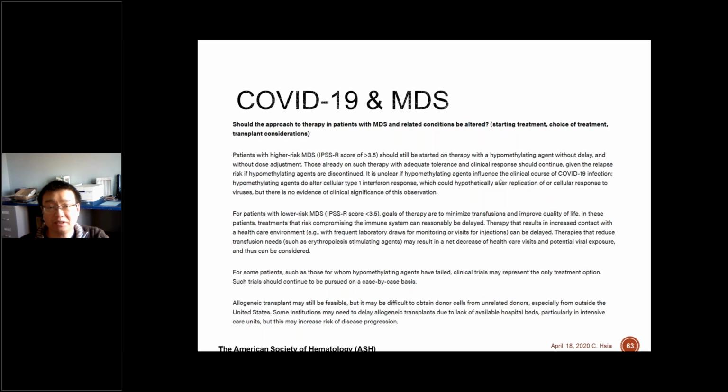It is unclear if hypomethylating agents influence the clinical course of COVID-19 infection, and hypomethylating agents do alter cellular type 1 interferon response, which could hypothetically alter replication of cellular response to viruses, but there's no evidence of clinical significance of this observation. What that is saying is that right now, we don't know if those patients on a hypomethylating agent like Vidaza, that they have a worse outcome when they get infected with COVID-19. And there is some basic science data that's a little bit controversial there. Okay. But bottom line is that if you are on Vidaza and you have higher risk disease and you can continue your treatment and it's safe to do so, you should consider it.